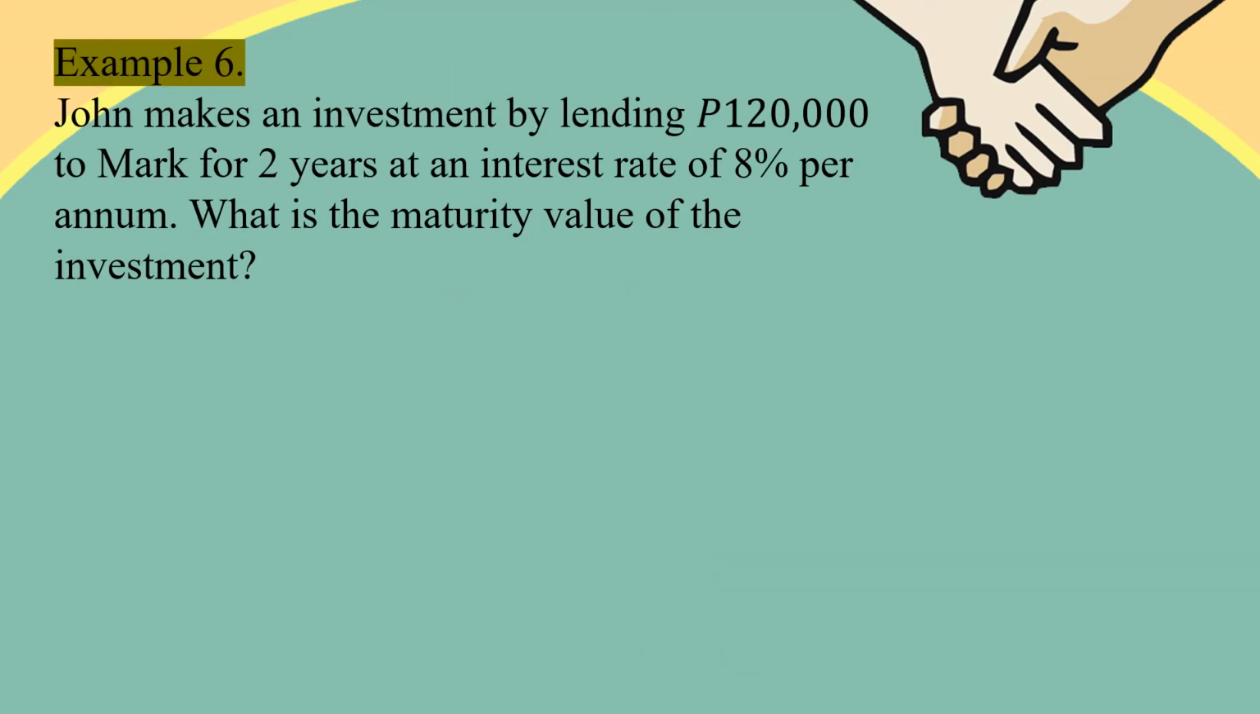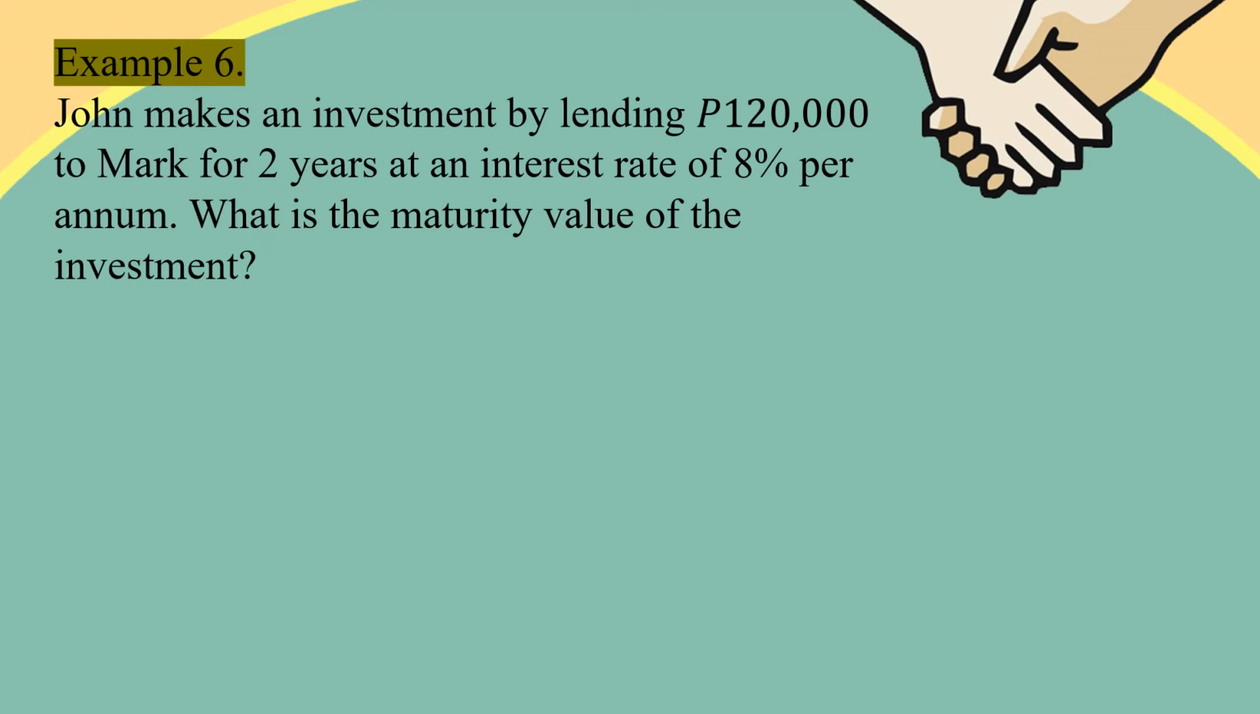Okay, so example number 6. John makes an investment by lending 120,000 pesos to Mark for 2 years at an interest rate of 8% per annum. Per annum means per year, once a year lang. What is the maturity value of the investment? So dito hindi lang interest yung hinahanap natin o hindi lang yung tubo. Ibig sabihin kung magkano na yung total amount na babayaran ni John doon kay Mark after 2 years.